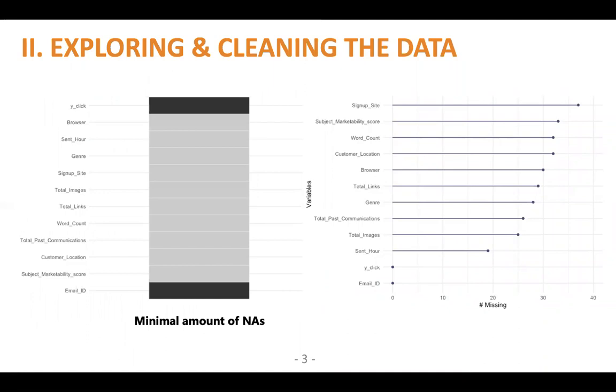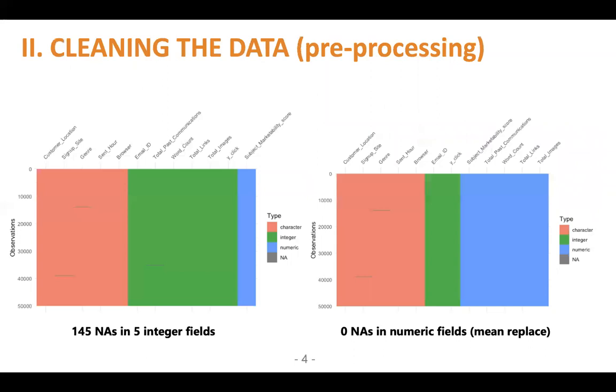The data has a small number of variables. These variables have some missing fields, but a very minimal amount. It is maximum 40 per field. That translates to less than 1% of missing values per field. The data contains different types of variables, such as character variables, for example, the browser. We have integer variables, such as the word count or the total images in an email.